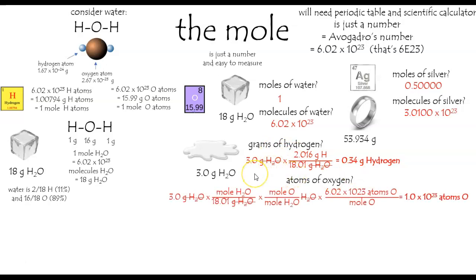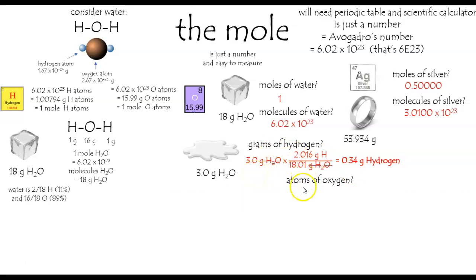Let's see how many atoms of oxygen. This is a harder problem, right? We have a sixth of a mole. Here's how you could do it in your head. You've got a sixth of a mole, so I think instead of 6 times 10 to the 23rd, it would be more like 1 times 10 to the 23rd. And that would be how many molecules of water you have.